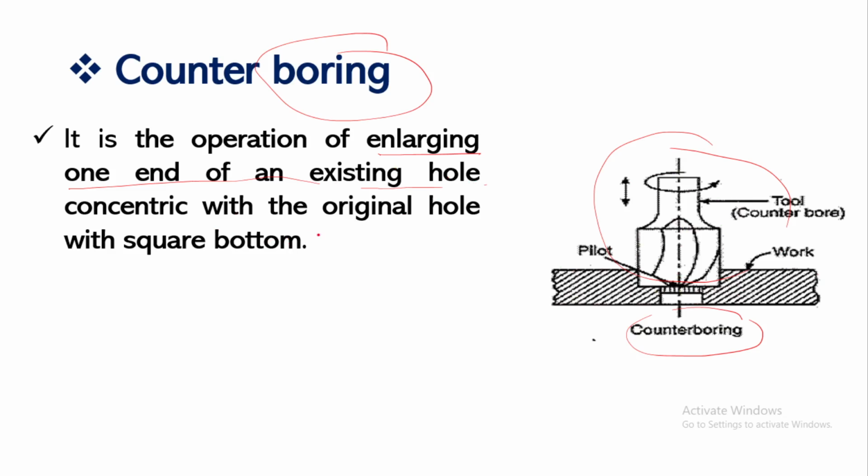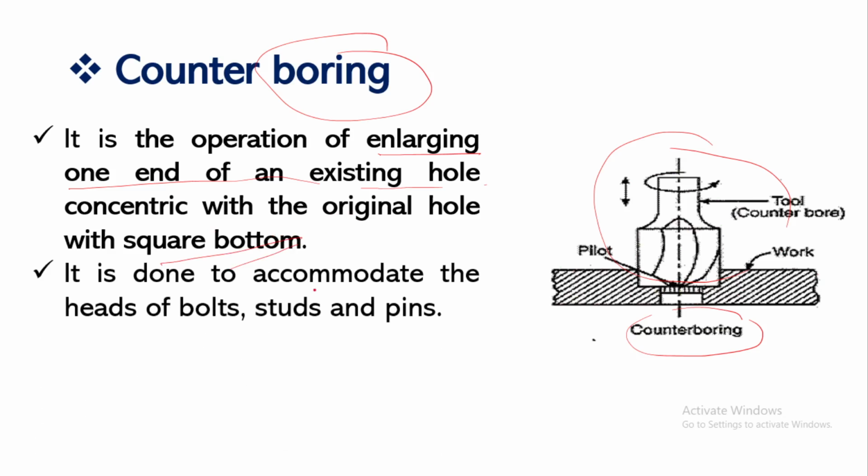This is with the existing hole, concentric with the existing hole, and with the square bottom. So this is the second point: it is done to accommodate the head of the bolt, studs or pin. Whenever we need to fix the bolt, studs or pin, we need to go for the counter boring operation.